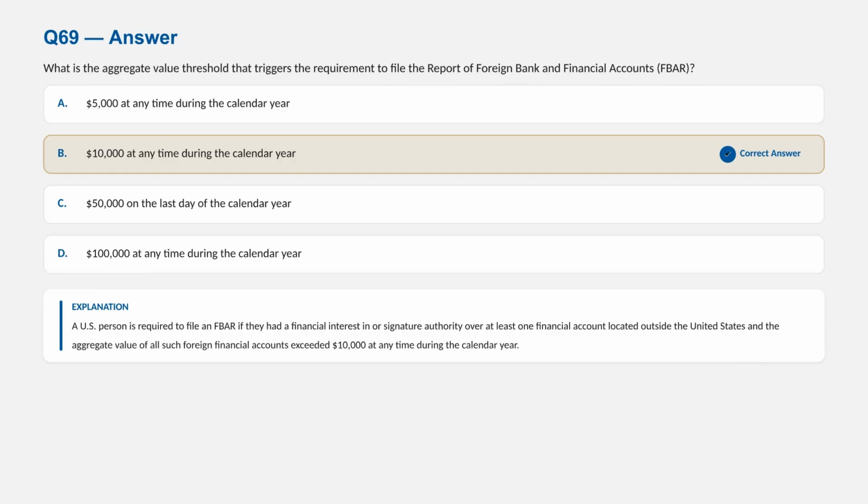The correct answer is B. $10,000 at any time during the calendar year. A US person is required to file an FBAR if they had a financial interest in or signature authority over at least one financial account located outside the United States, and the aggregate value of all such foreign financial accounts exceeded $10,000 at any time during the calendar year. Great. Now let's move to our next question.